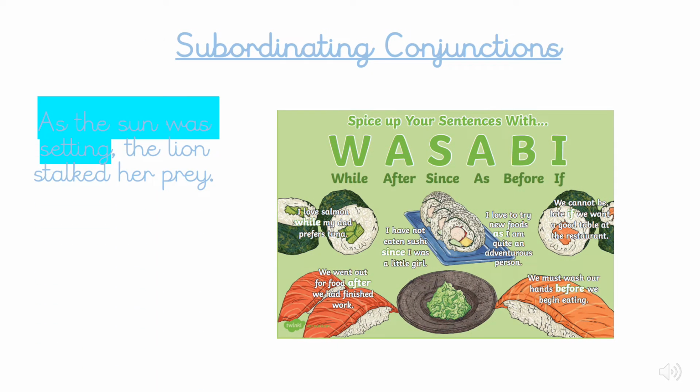The word wasabi is now on your screen. Wasabi is an acronym, and each letter stands for a subordinating conjunction that you can use to create your subordinate clauses. The W stands for while, the A stands for after, the S stands for since, the A stands for as, the B stands for before, and the I stands for if. Have a look at the screen. Can you identify the subordinating conjunction alongside the subordinate clause?